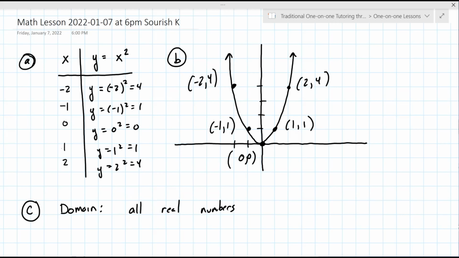Yeah. Okay. And then the range is y greater than or equal to 0. Okay, and we're not going to worry about why that is for a moment. We just have to write domain, all real numbers. Yes, you definitely want to write that. Okay, you ready to move on to the next one?